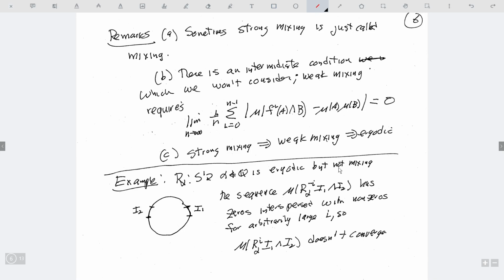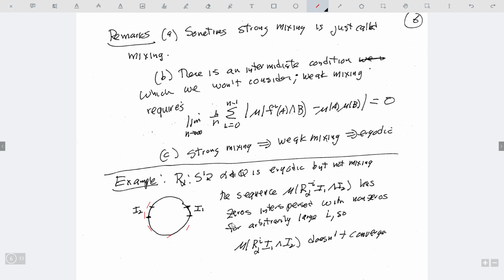It's ergodic, but it's not mixing, right? So if we take this guy and bounce it around, it hits here, but then it misses, it misses, it misses for a long time, and then it hits. So there's lots of zeros in this sequence. You think of this as a sequence in I.